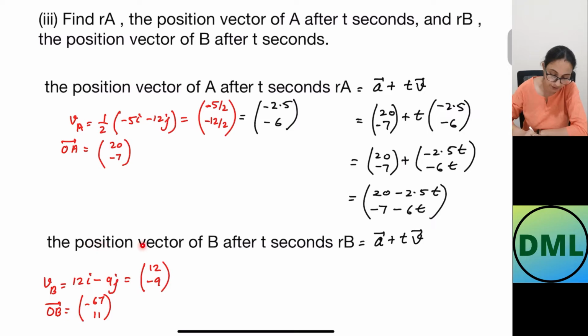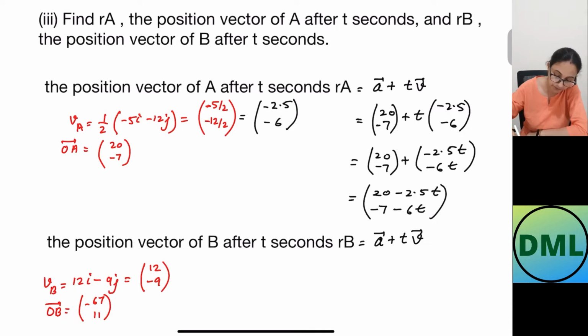Now we have to find out the position vector of B after t seconds, which will be given by the initial vector plus time multiplied by the velocity vector. So the velocity vector of B is given by 12i minus 9j, which will be written as a column vector as 12, minus 9. And the initial position of B is given by minus 67, 11.